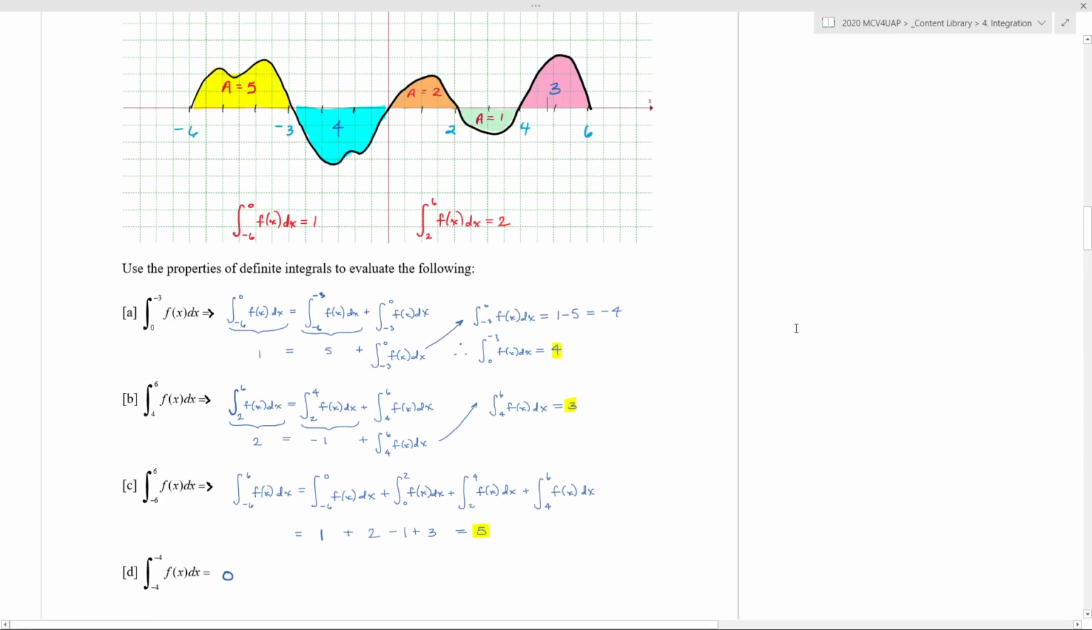Part D, that one's the easiest. The upper and lower limit are the same. Definite integral is 0.